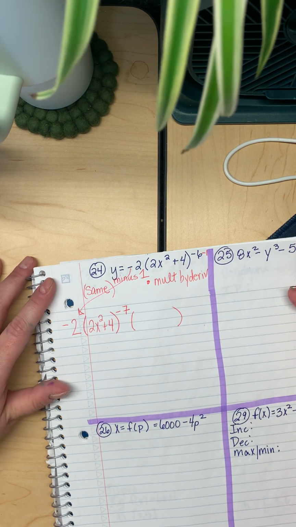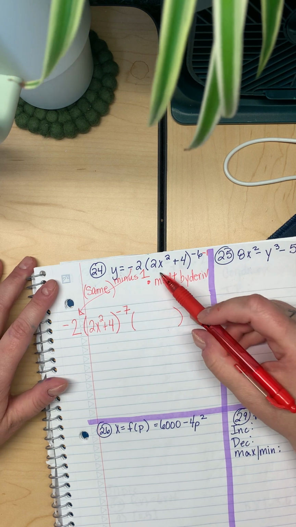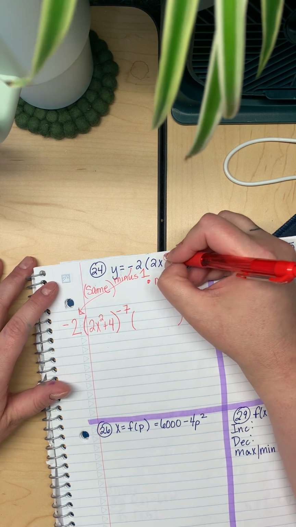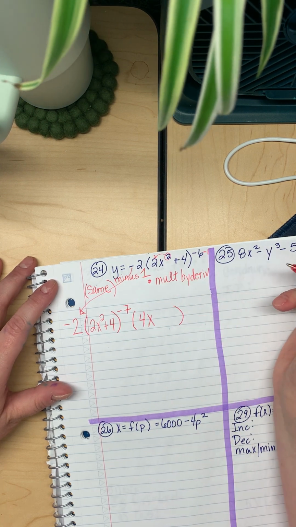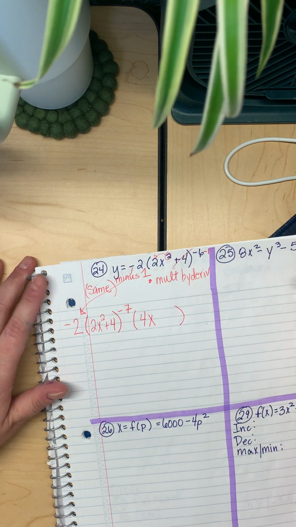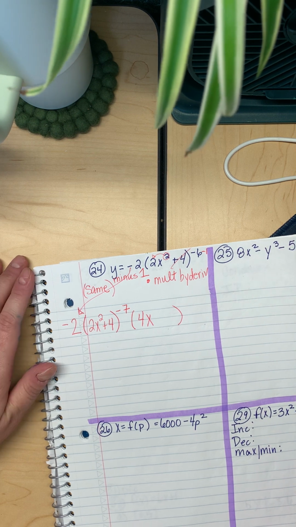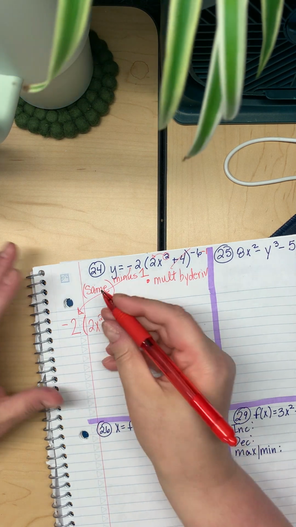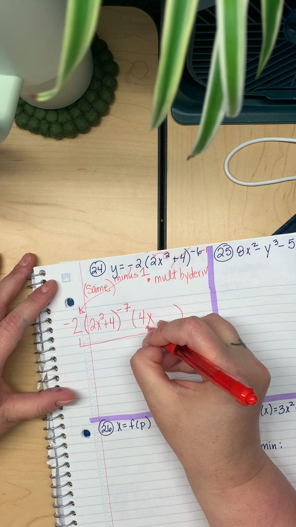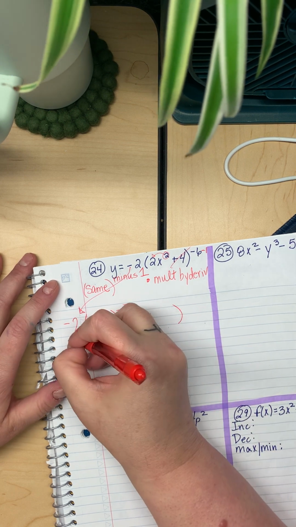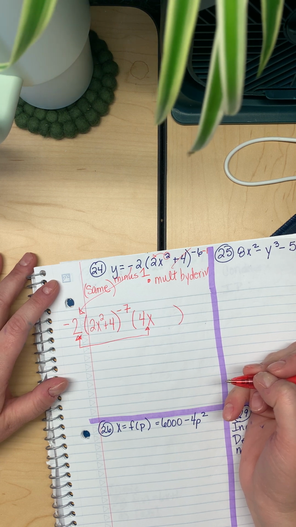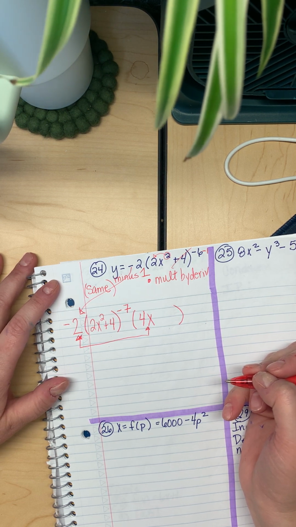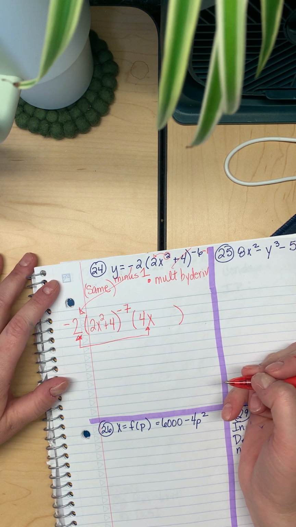Times the derivative of the stuff inside. So the 2 in the air comes down and multiplies, and we get 4x. Oh, and then the derivative of that 4 just goes away. Okay, so let's clean it up. We're just going to multiply the outsides. And we should be good.